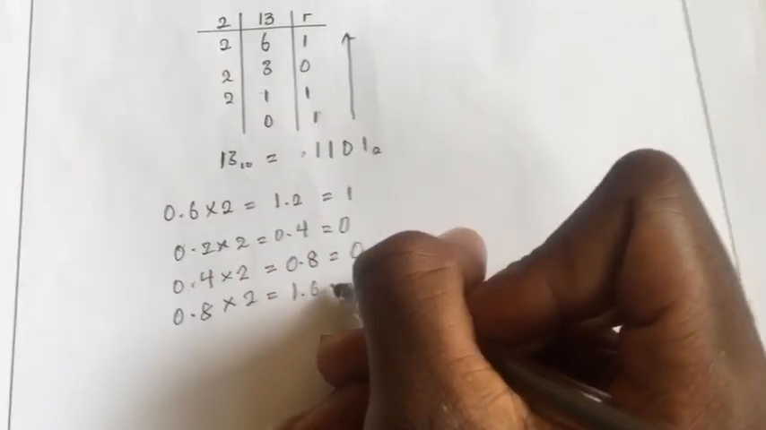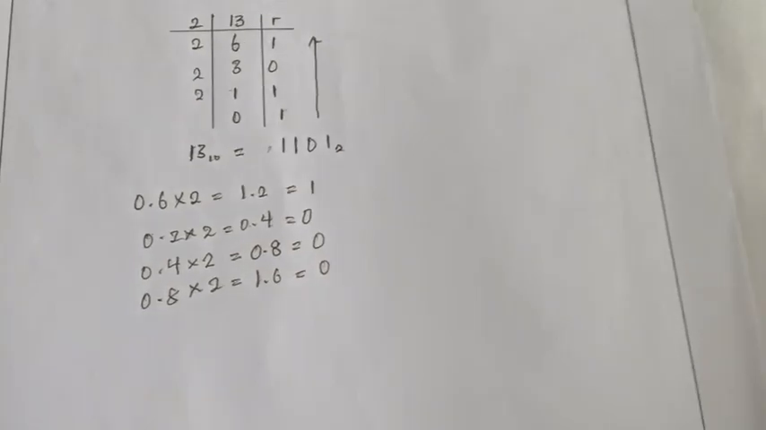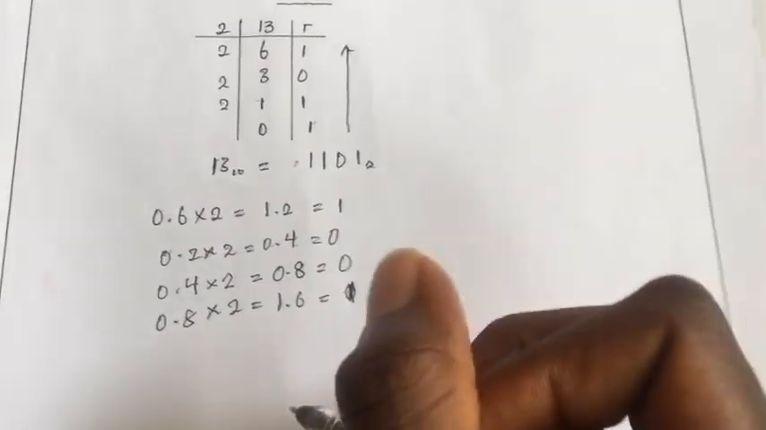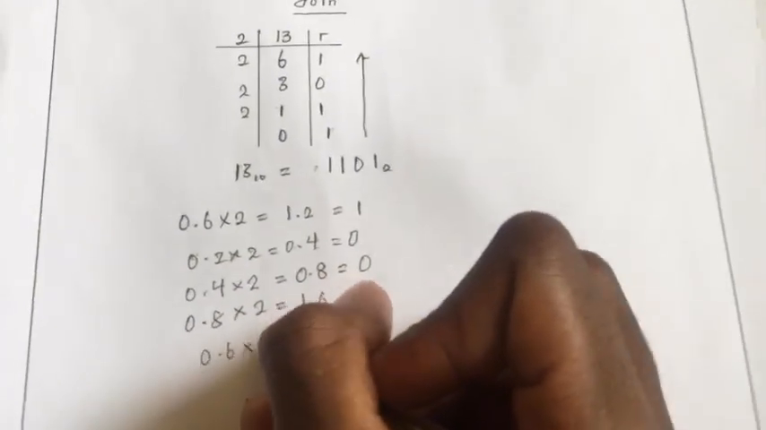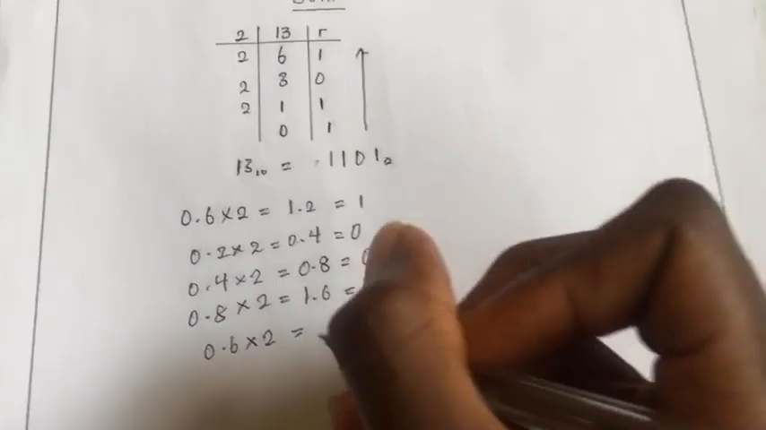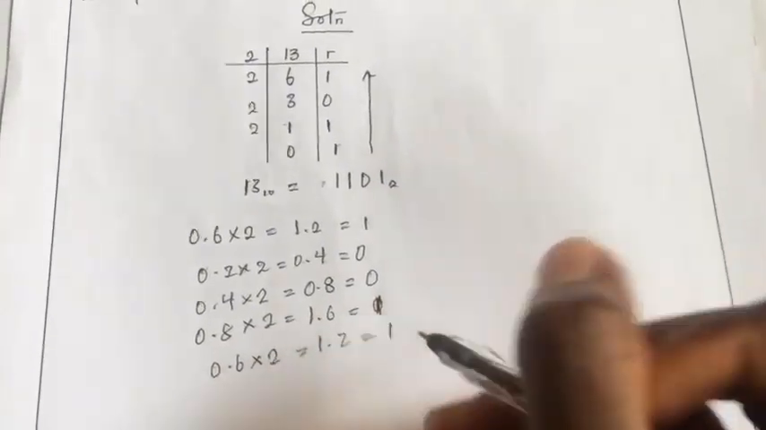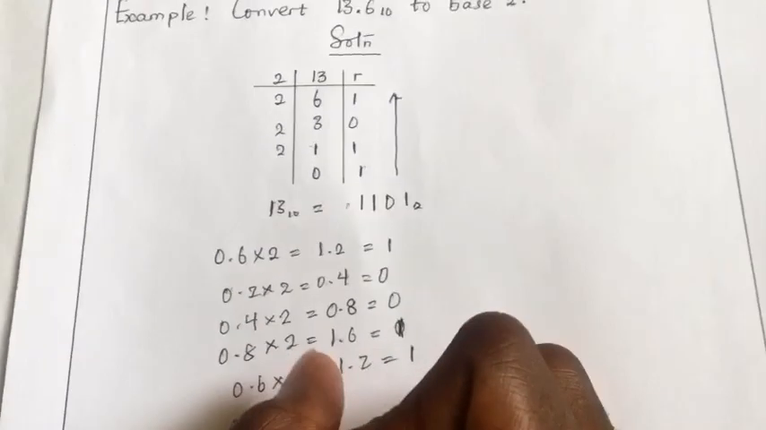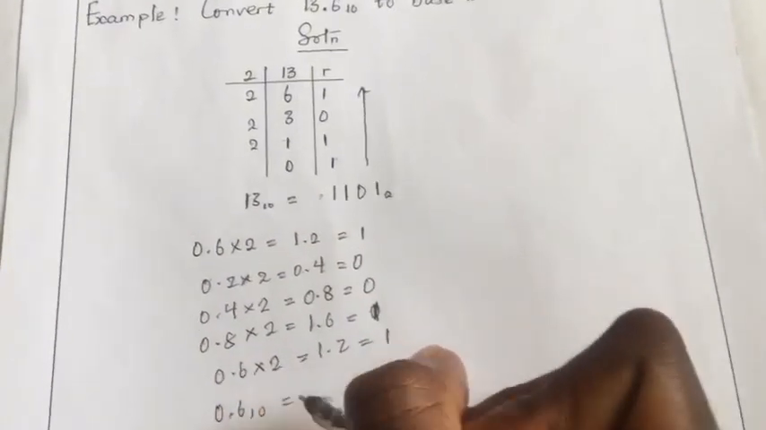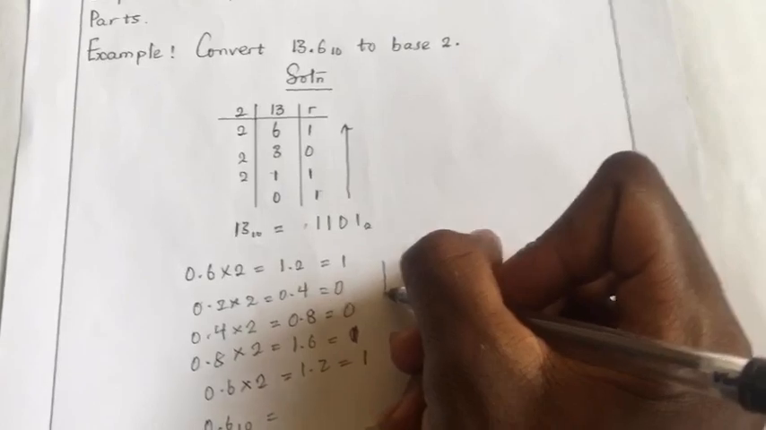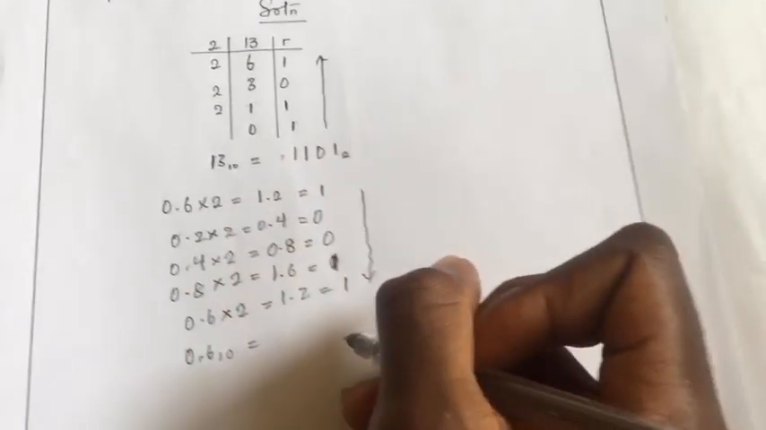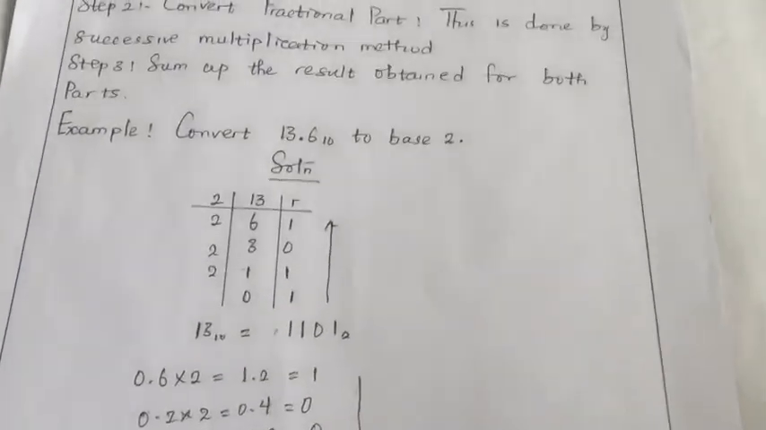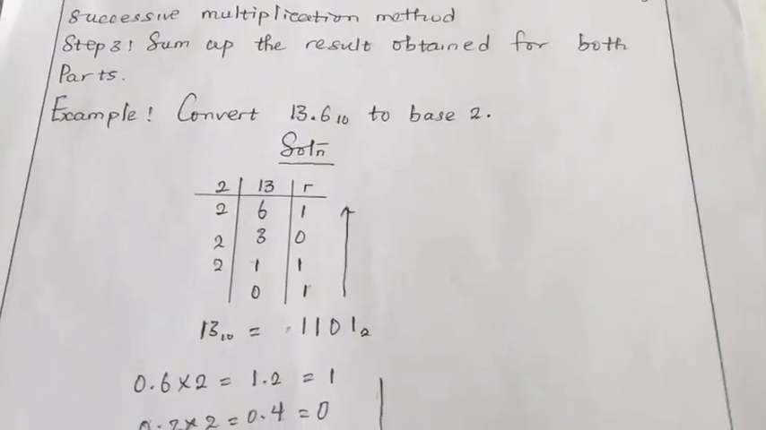So you have 0.8. Multiply that also by 2. That is going to give you 1.6. So take out the whole number, which is 1. So you have 0.6 times 2, that is equal to 1.2, which is 1. So at this point, we stop to avoid excessive repetition. So 0.6 base 10 is equal to, counting downward, 10011 base 2.